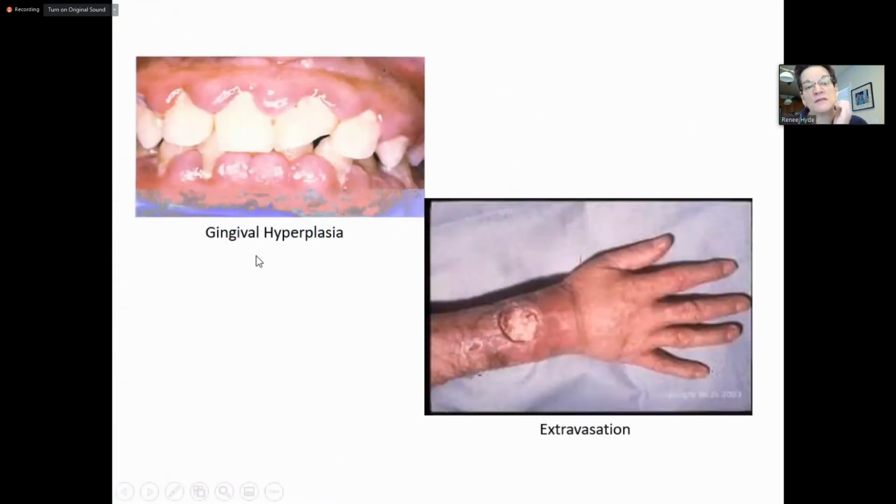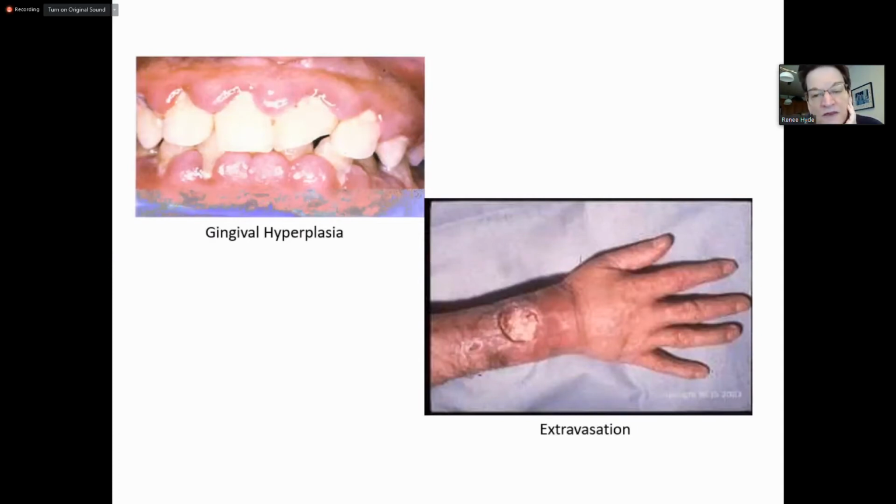Now, a couple of things. This shows you what the gingival hyperplasia looks like. You can see how puffy and overgrown these gums look. Okay. And that is a direct side effect of phenytoin. As I said, brushing, flossing helps to prevent that. But I have seen some patients that have had severe enough gingival hyperplasia that they had to have part of their gums removed in order for their teeth to show.